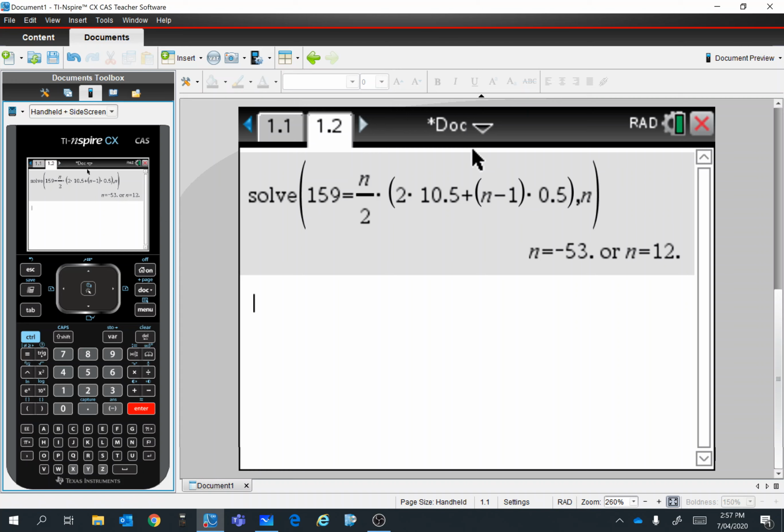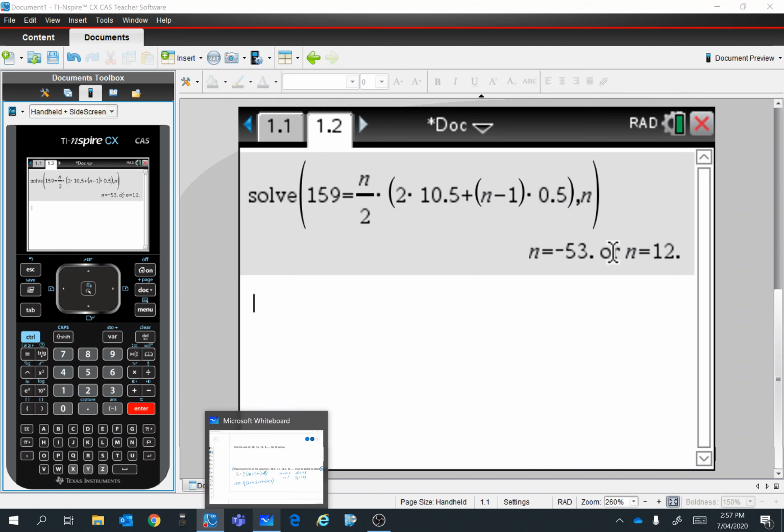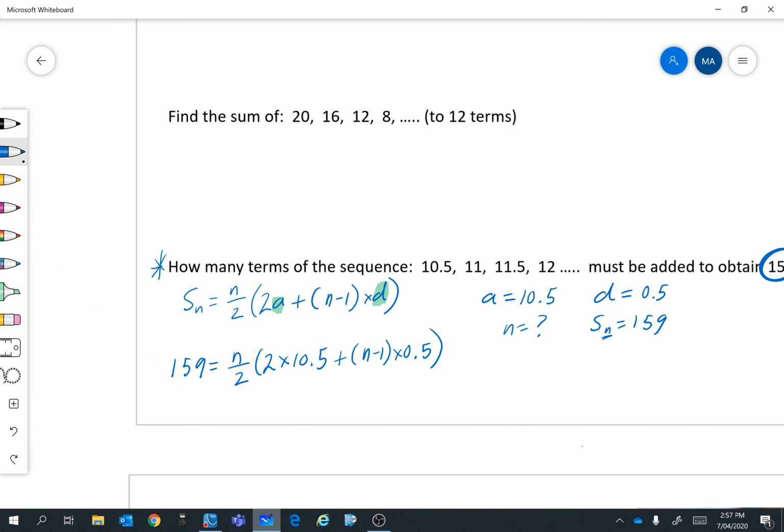Now you just need to choose the sensible answer to this one, and of course that is 12. It doesn't make sense to have a negative number of terms in a sequence, not in our branch of mathematics anyway. So we're going to choose the n equals 12 answer. So quite often quadratics do have two solutions, so we're going to choose the one that makes sense in our context. So in that case n is equal to 12 terms.